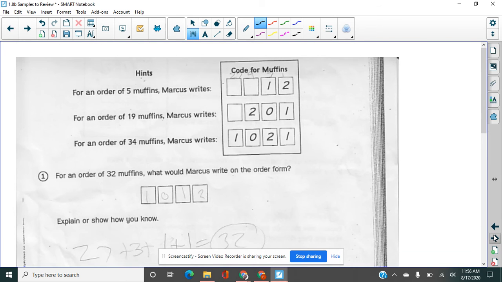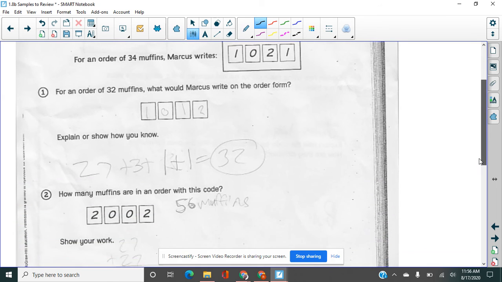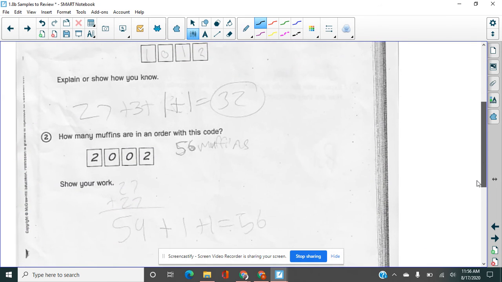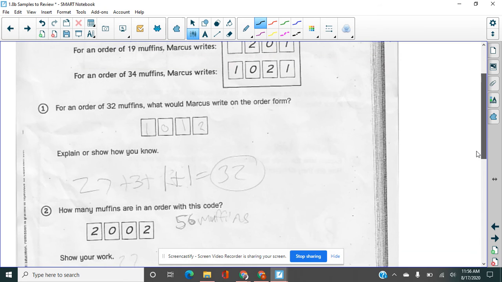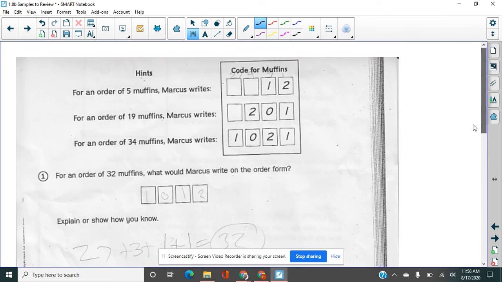So I think we've got one more here we could look at, but I think we've covered pretty much what we need to. Same kind of problems where the math looks great on this one, but I would really like to see some sentences that explain what they did.